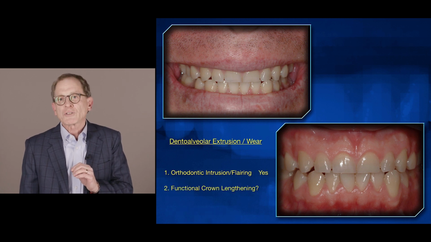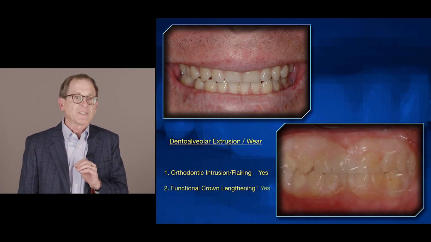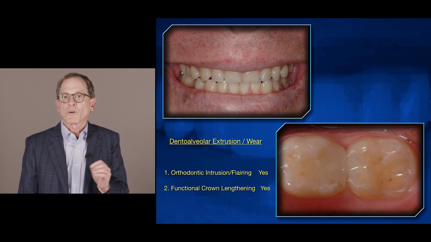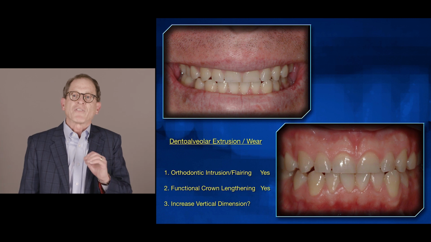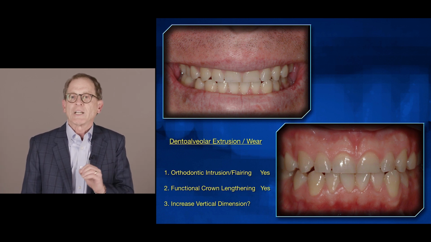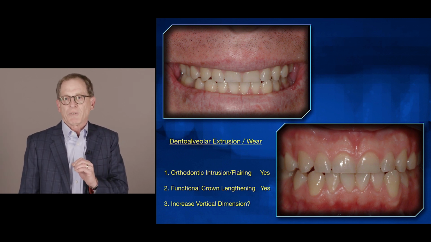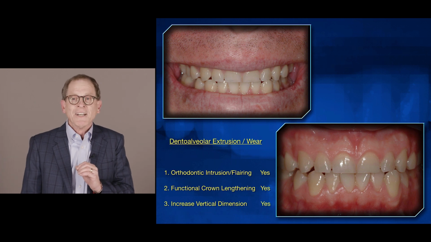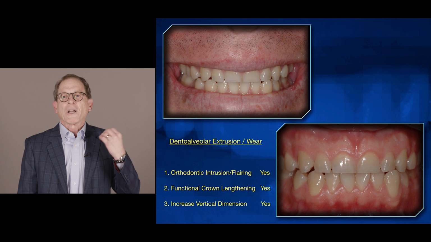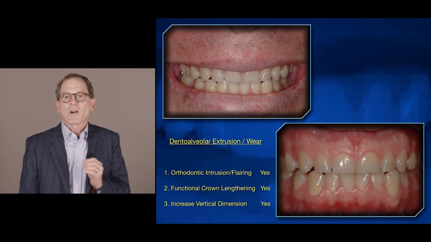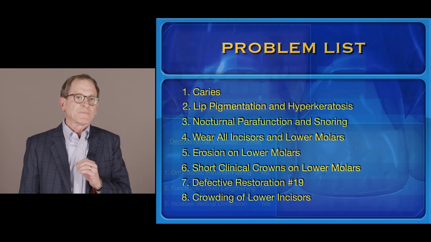Is there a place for functional crown lengthening in Oscar? The answer is once again yes, because the clinical crowns on his lower molars are too short. The third is vertical dimension. Is there a place to increase vertical dimension in Oscar's treatment plan? And the answer is yes. So that's what's cool about Oscar as a treatment planning patient. We can incorporate all three of the primary treatment options in one patient.